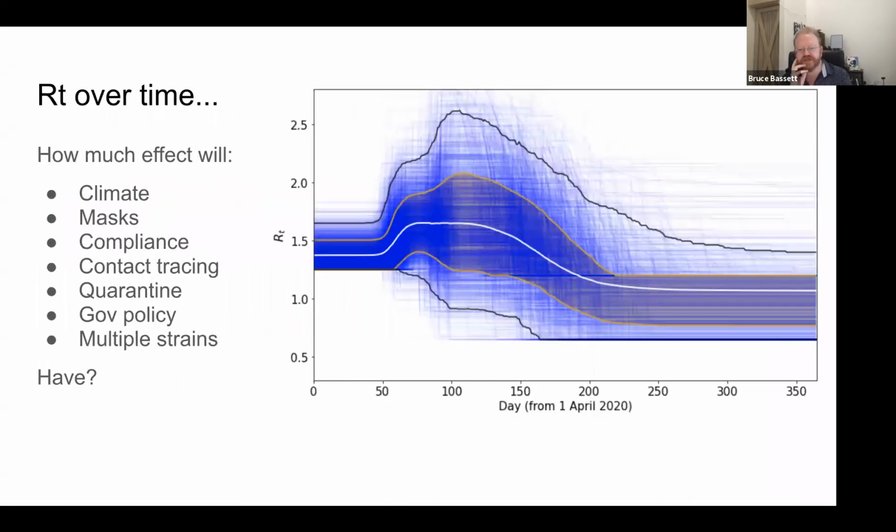So how do we make projections? Well, the approach that we took nearly a year ago, actually, in doing our forecast, is to say we can't predict how RT will vary with time. Nobody knows that because it depends on things like climate, masks, how much people comply with lockdown, contact tracing, quarantine, government policy, multiple strains. So what we did instead is that we simulated thousands of different curves, which in some sense mimic all of the possible behavior that we think could be possible. And for each one of these, we can therefore make a prediction, and that's what we did.